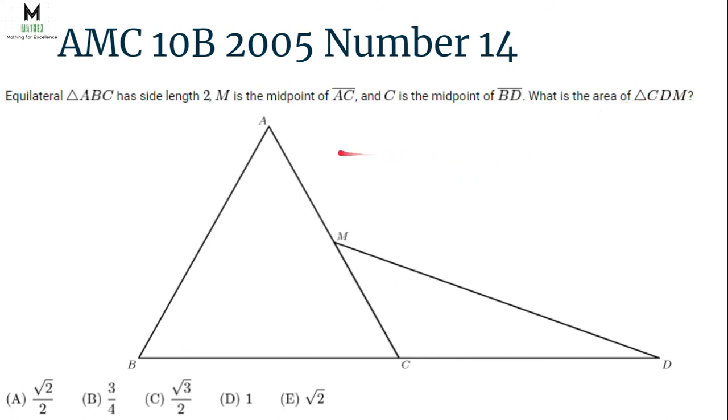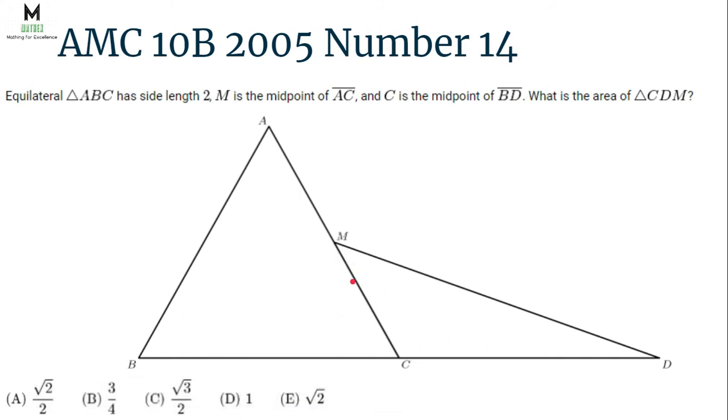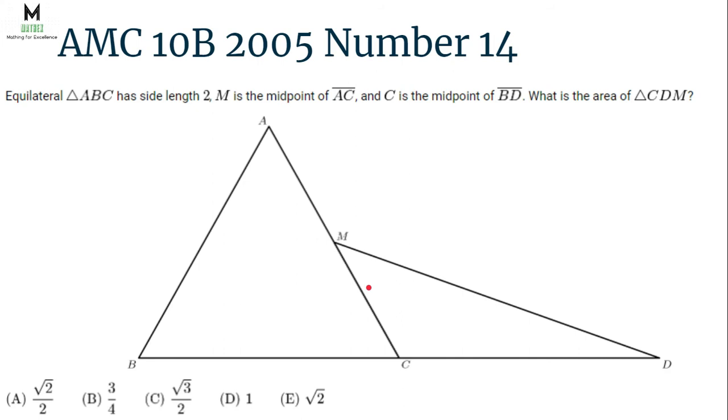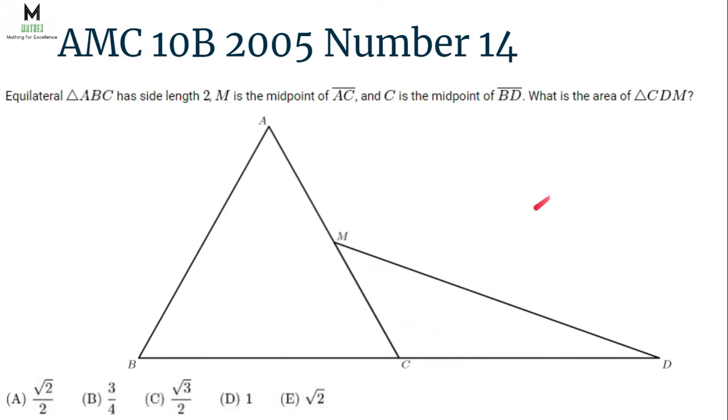Okay, so we want to find out what the area of this triangle CDM is, right? So if we figure out what this angle is and how to find the sine of this angle, multiply it by this side length and this side length, because remember, finding area using SAS can only occur if it's side angle side in that exact sequence, and then divide that result by 2, we're going to get the area of this triangle. So let's try that out.